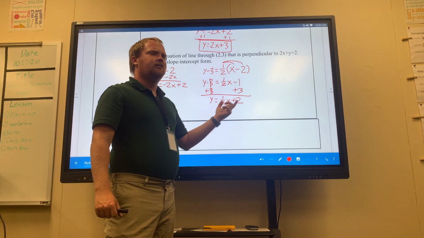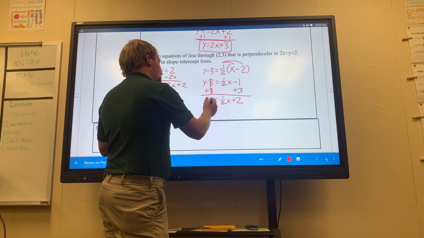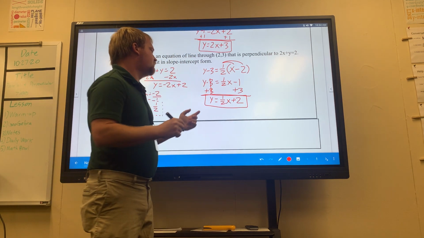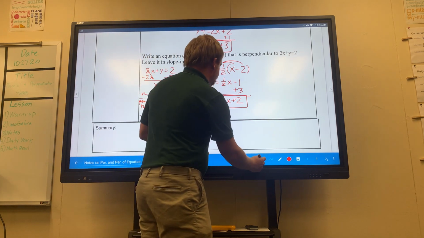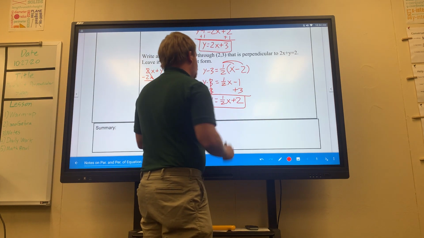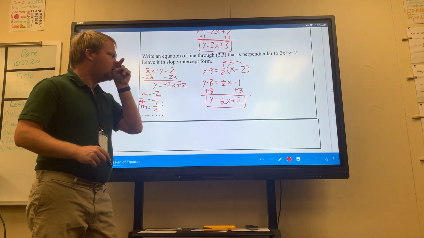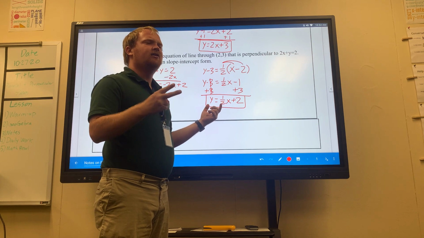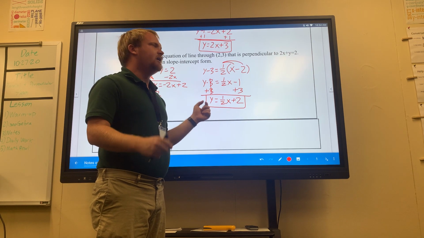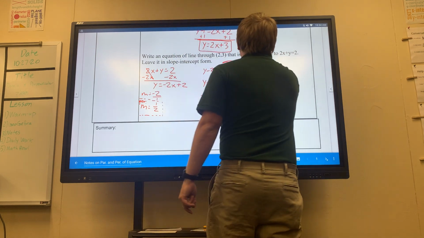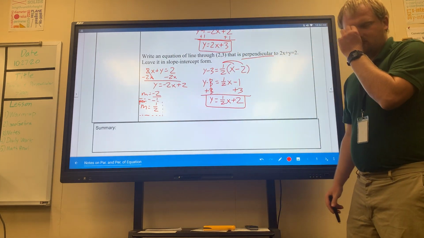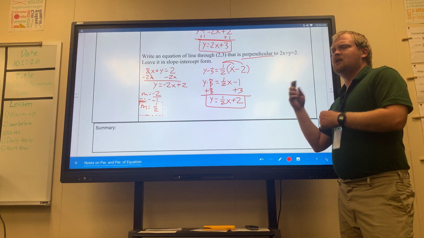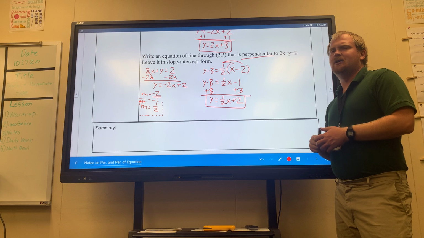Now that I'm in slope-intercept form with y by itself, I have my equation: y equals 1 over 2x plus 2. And that's our main goal: to be able to find the second equation of any given line depending on whether it's parallel or perpendicular. So we want to find second equations given that one line is parallel and the other might be perpendicular.